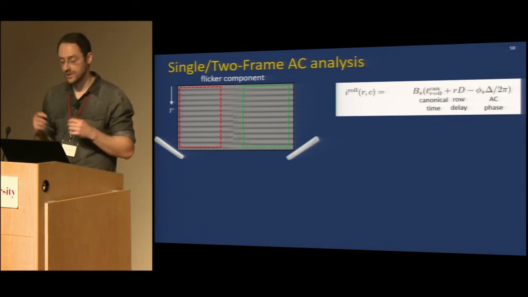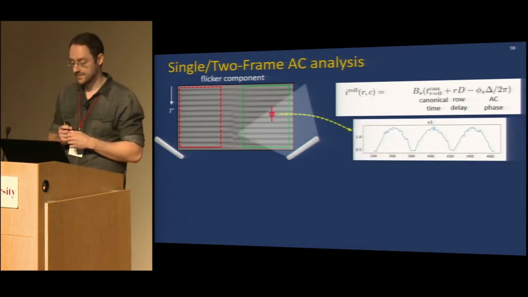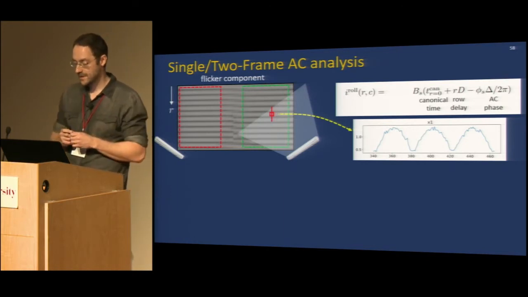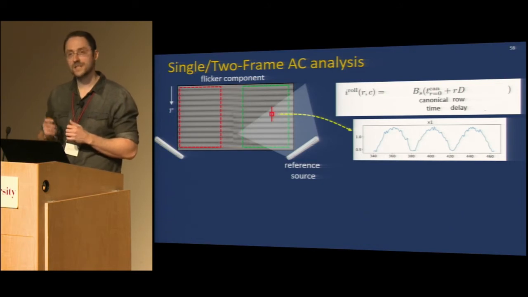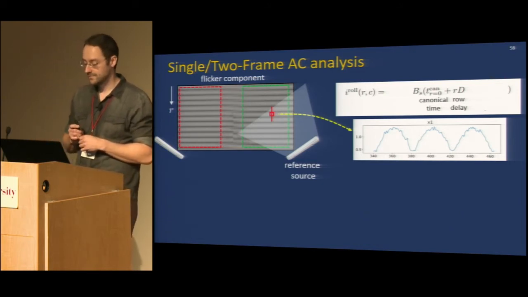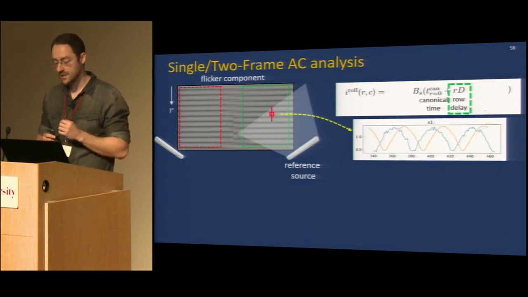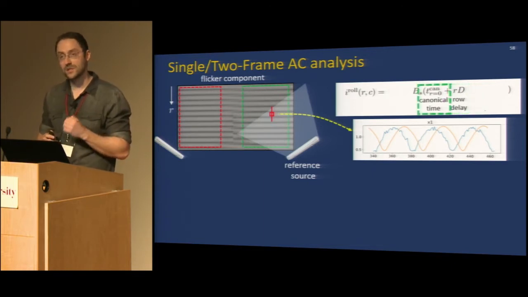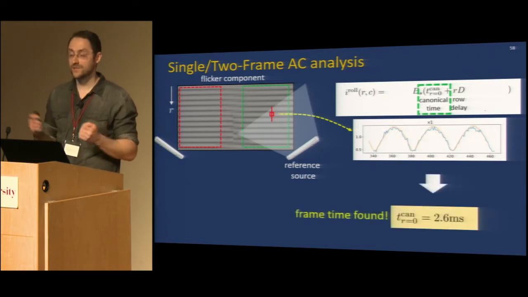Okay, so now let's do the analysis. Let's look at a pixel dominated by the right bulb and plot the image column intensities around it. Now, let's set the right bulb as our reference bulb by setting its AC phase to 0. If we plot its BRF as a function of the raw delay, we see a shift. Looking at the equation, this shift corresponds to the frame's canonical time. Thus, by finding the shift, we find the frame's canonical time.